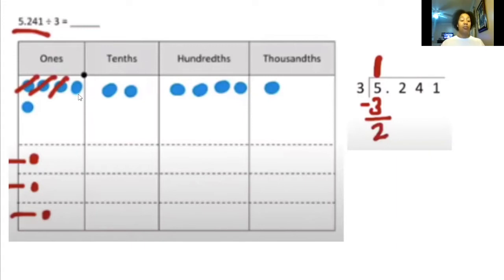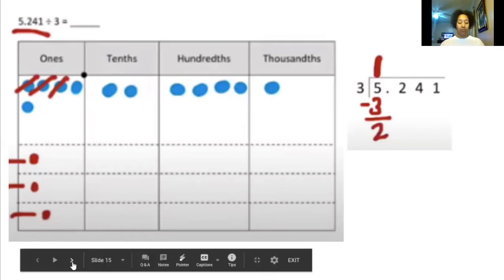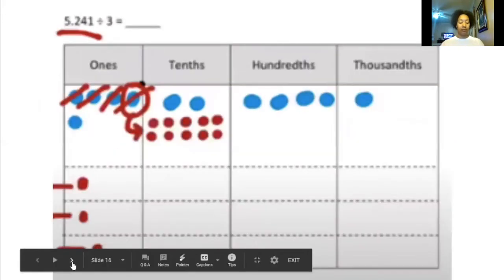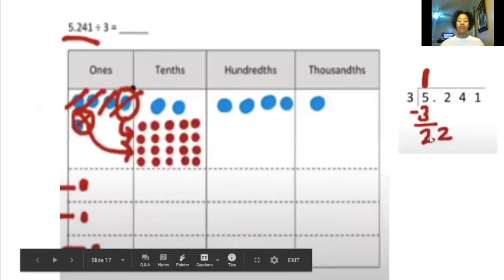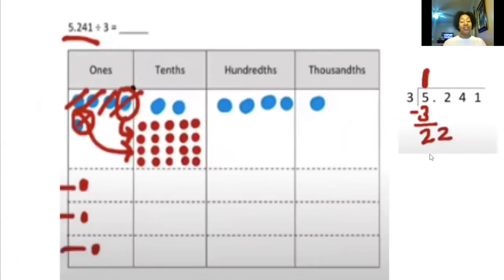So those 2 will then be bundled and moved over to, or renamed in, the tenths place. So we have 1 bundle of 10 and another bundle of 10. So that means that we have 20 with 2 that are already there. So 20, 21, 22 in the tenths place. And that's where we got 22. That's now the whole that we're working with. So now we have 22 tenths that we're trying to divide equally into 3 groups.